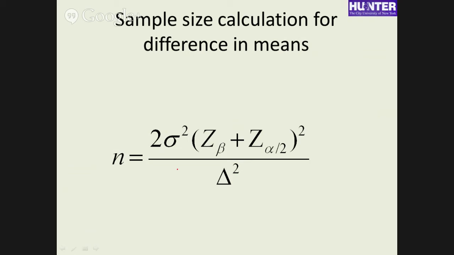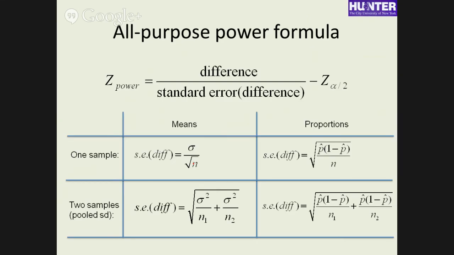So this ratio, this delta to sigma ratio, is something that you might sometimes hear referred to as effect size. It's the ratio of the difference in means divided by the variability. So you could think of this as being inversely proportional to the square of an effect size, where the effect size is that ratio. Is that Z score for beta the previous power with the difference over standard error of difference minus type 1 error?